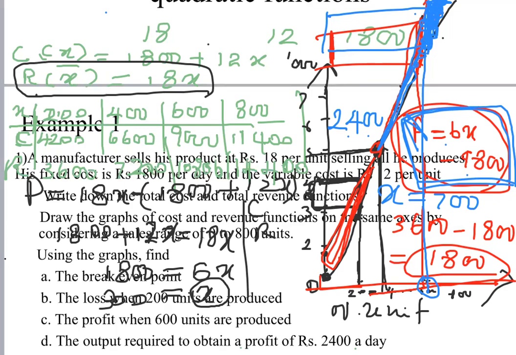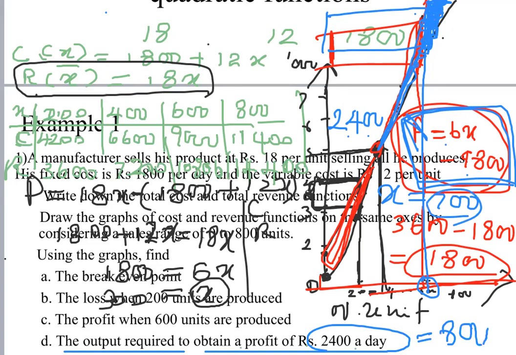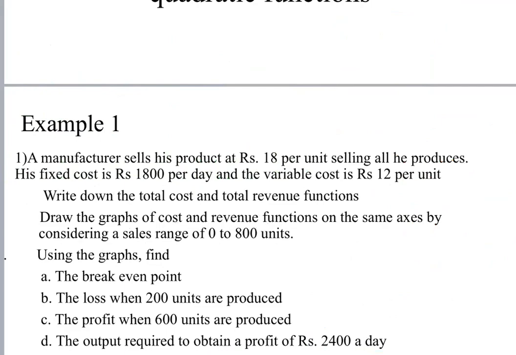What is our question? The output required to obtain the profit 2,400. The output is 800? No, very sorry. We have taken 700. Okay, then 700 is the value. I think it is very clear for you, and now shall I move to the next question? Yes, we did this one and these are the answers.